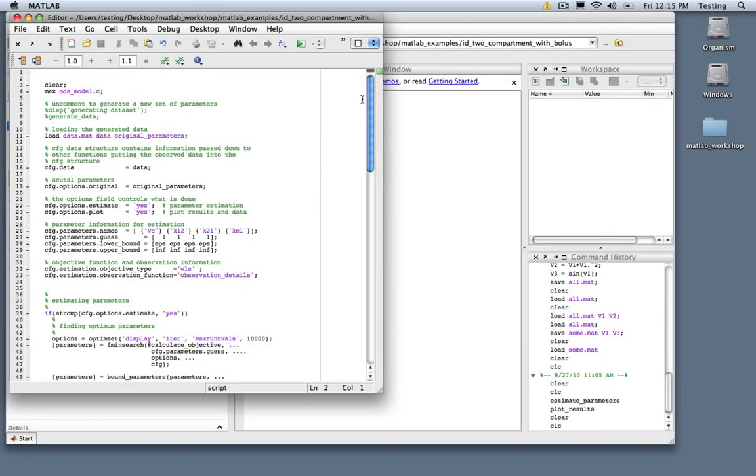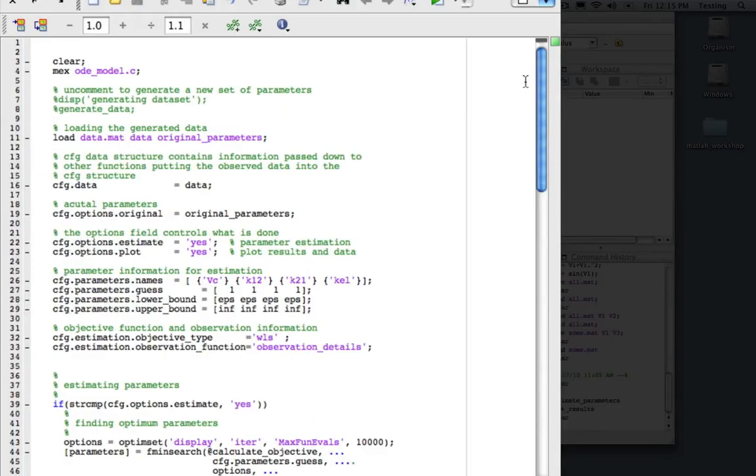Okay, so now let's look at the actual analysis file, and we'll run it within MATLAB. I've discussed all these components already, but we'll go through them again. I'm clearing the data, and then I'm compiling my model. I like to do this every time, like I said. Next, I load the data from the file. I've created a file to generate these data, but I'm not running that here. I'm just going to load the data, store that data in the CFG variable, and also store the original parameters.